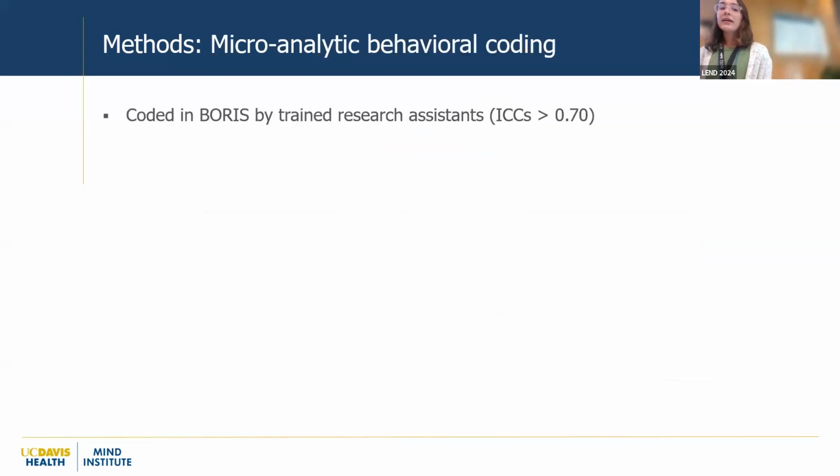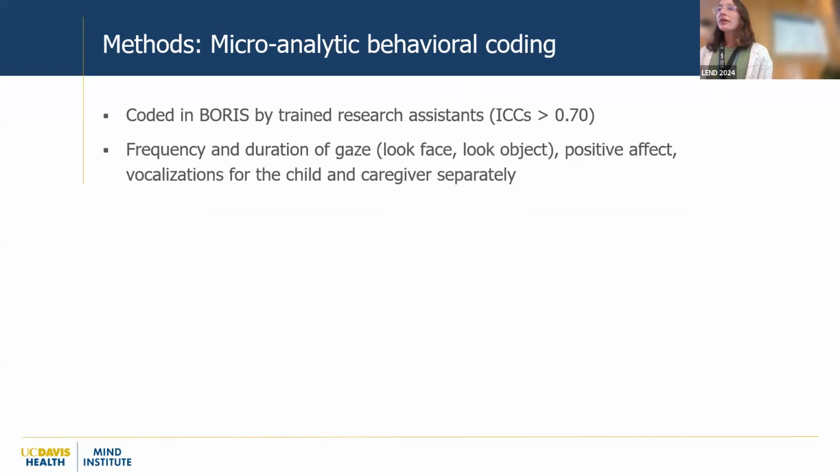They were coded in a program called BORIS by research assistants who were considered reliable or in high levels of agreement with a master coder. They didn't know the recruitment or outcome group of the child when coding their videos. And coders marked the start and stop of each behavior of interest. So in our case, it was looking to the face, looking to objects, positive affect, or displaying happiness, like smiling, laughter, and vocalizations. And that allows us to compute frequencies and durations for each of our behaviors of interest.